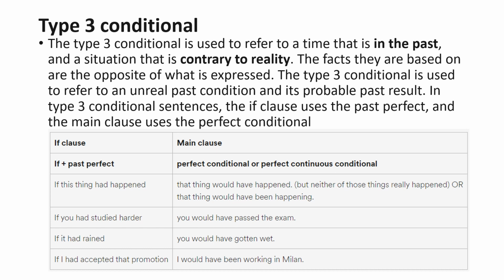In the type 3 conditional sentences, the if clause uses the past perfect and the main clause uses the perfect conditional. So you can see the if clause plus past perfect, and in the main clause perfect conditional or perfect continuous conditional is used. So if this thing had happened, that thing would have happened, but neither of those things really happened, or the thing would have been happening.